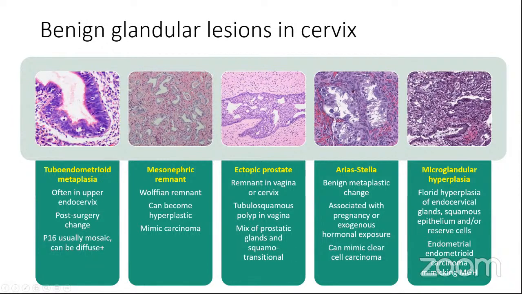You're all familiar with Arias-Stella change, which is a benign metaplastic process associated with either pregnancy or exogenous hormone exposure, but can mimic clear cell carcinomas and can be very difficult to differentiate. And microglandular hyperplasia, which we usually see in the context of young women of childbearing age, possibly on hormones. The main differential here, especially when it becomes very florid, is endometrioid carcinomas that mimic microglandular hyperplasia.